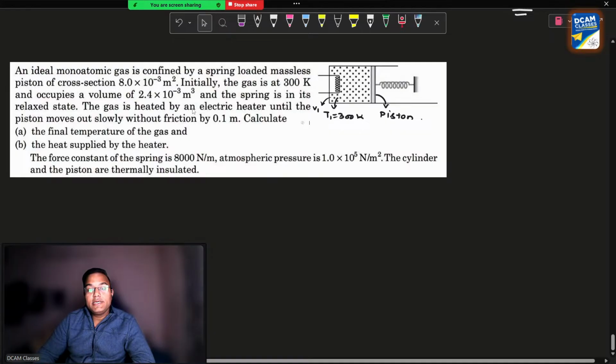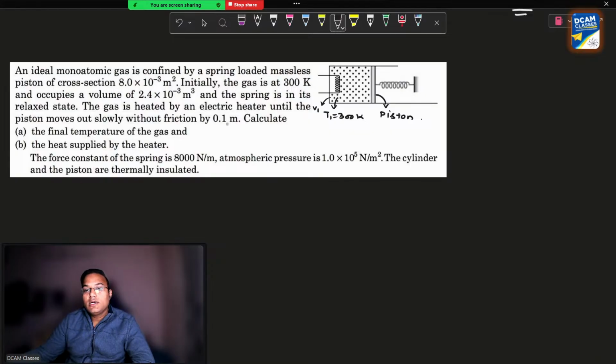Now the gas is heated by an electrical heater until the piston moves out slowly, without friction, by 0.1 meter. Now the piston has reached this position. Obviously the amount of gas has not changed, only the gas is now occupying a larger volume. Correct?